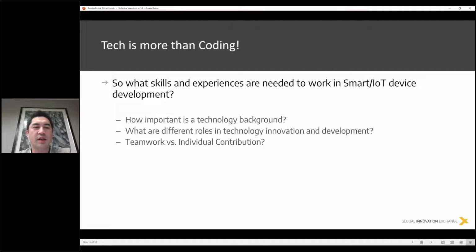So again, if we go back to what we are looking at: smart and IoT device development. In this field, which has a lot of different people from different backgrounds working in it, some questions that people often ask are: if you're coming in with a strong technology background, is that really crucial? What are some of the different jobs that we would see in these fields? And especially, how important is it to have experience with teamwork versus what your individual accomplishments might have been in the past, whether it's in school or other types of volunteer projects or even work projects?